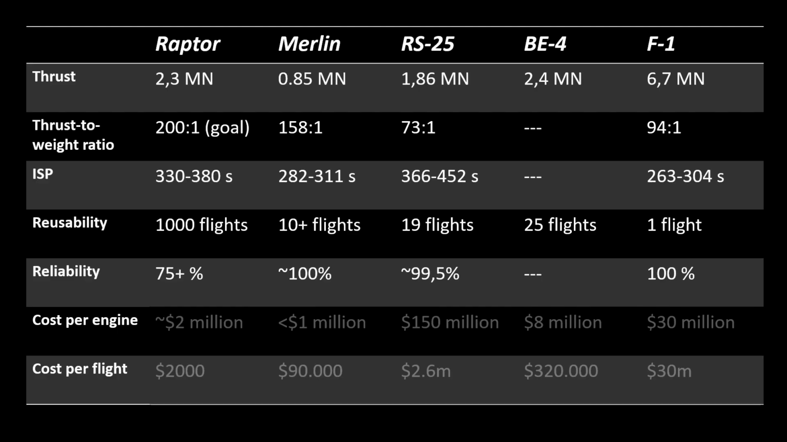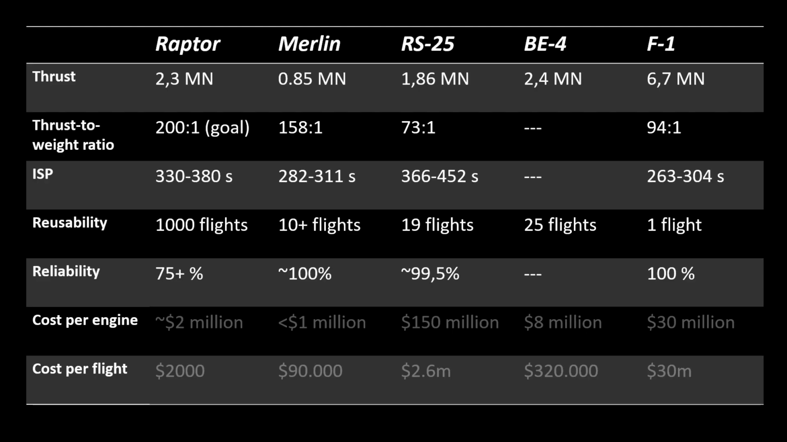On more than 100 flights of the Falcon 9 and Heavy, the Merlin only malfunctioned a single time on ascent and just a few times on descent and landing. The RS-25 also has a record of nearly 100%. It just failed twice during the shuttle era, manifesting its reliability at a bit more than 99.5%. Since the BE-4 hasn't flown yet and probably won't fly in the near future, we don't have a reliability record available here. And the F1 just never failed.